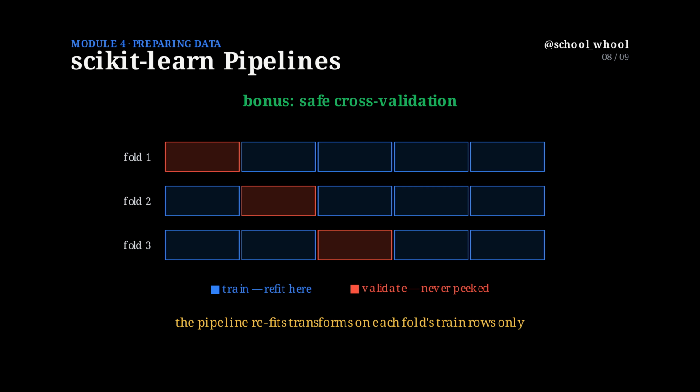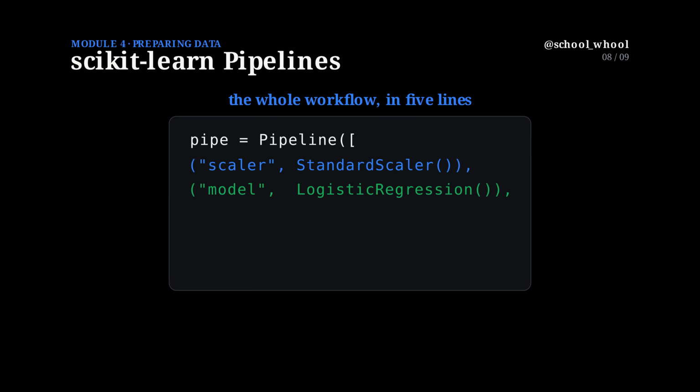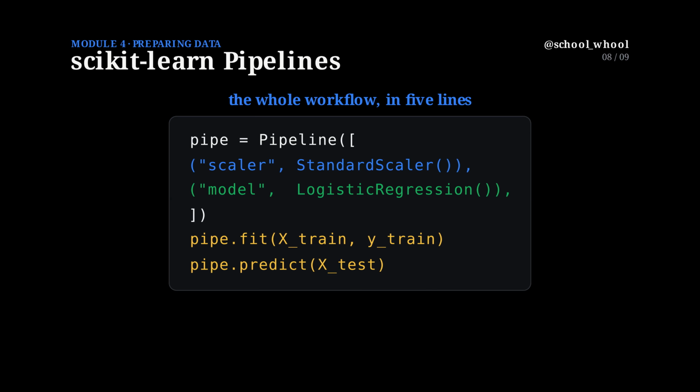In code it's beautifully short. You build a pipeline by listing named steps, a scaler, then a model. Then pipe.fit on the training set, and pipe.predict on the test set. That's the entire workflow, clean and leak-proof by construction.